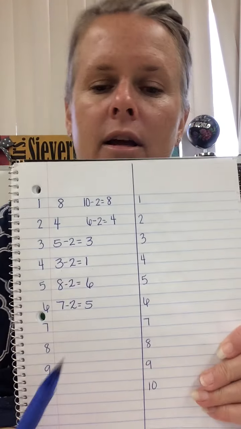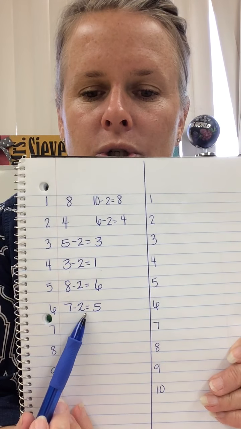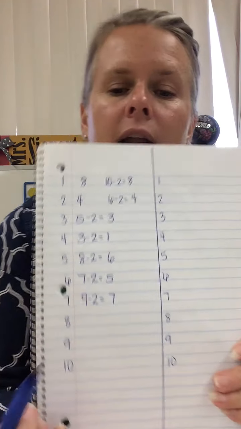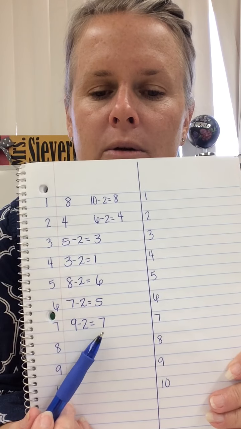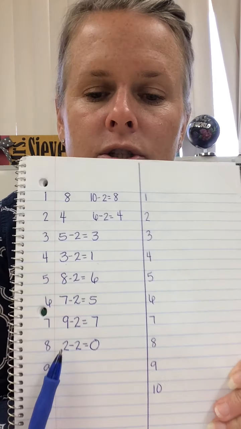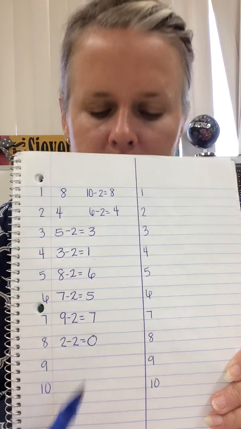Number 6 is 7 minus 2 equals 5. So 7 minus 2 equals 5. Number 7. 9 minus 2 equals 7. 9 minus 2 equals 7. That's what your answer should be. Number 8 is 2 minus 2 equals 0. 2 minus 2 equals 0.